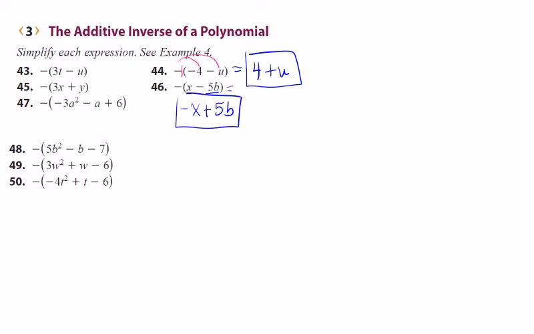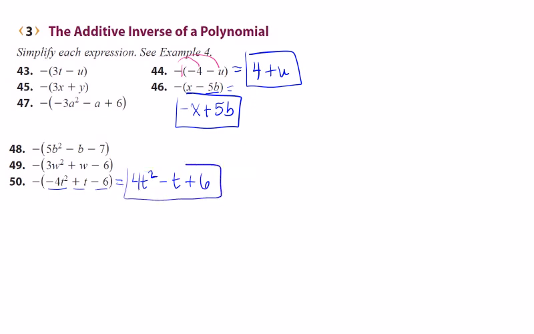So let's take a look at number 50. So here we have a negative out front, so it's going to change the signs of everything inside. So it'll go from -4t squared to positive 4t squared. It'll go from positive t to negative t, and -6 to +6. All right, so just change each sign.